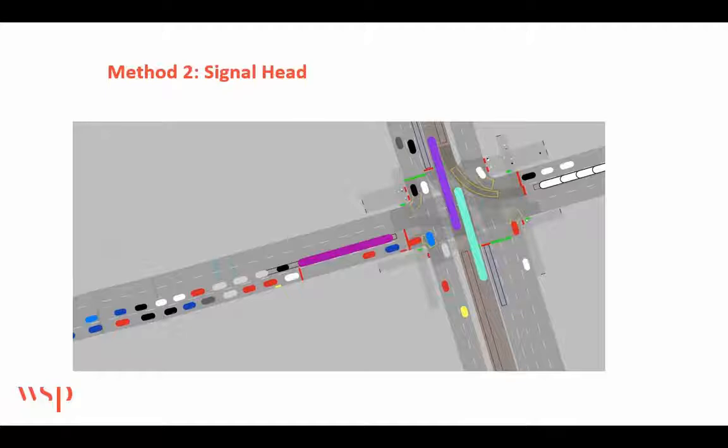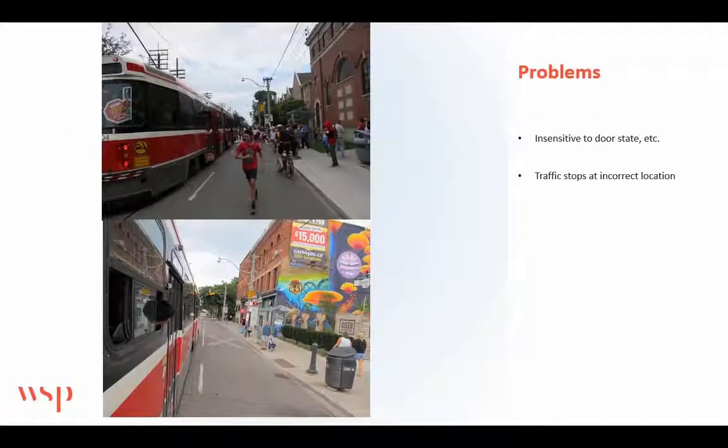Now, we could try to do the same thing using detectors and signal heads, and we place our detectors where we think the streetcar is going to stop, and we place our signal heads where we think traffic should stop. But the problems are almost exactly the same as using priority rules, in that anytime the streetcar occupies a detector, that signal head is going to turn red and stop curb lane traffic, whether or not the doors are open. So the problem with both of these methods is that they neglect to consider one of the most important factors in whether or not to stop, and that's if the doors are open.